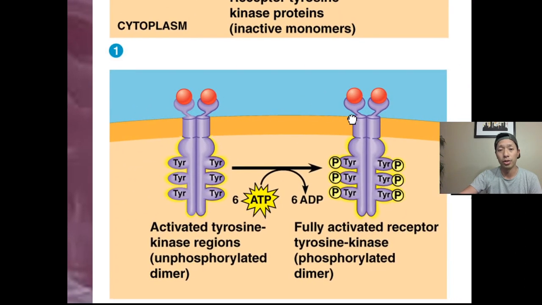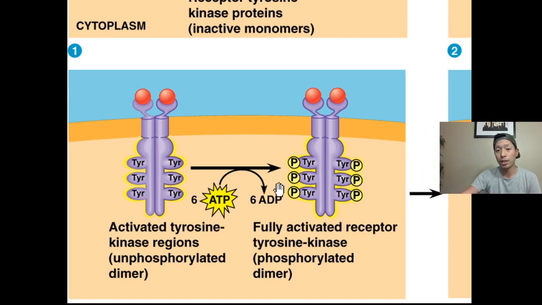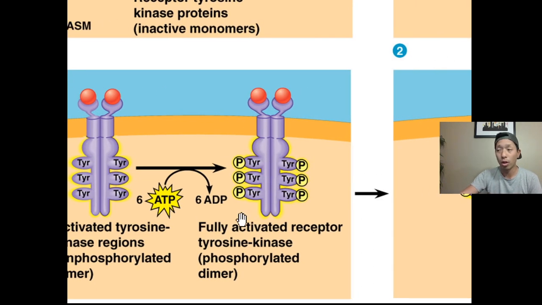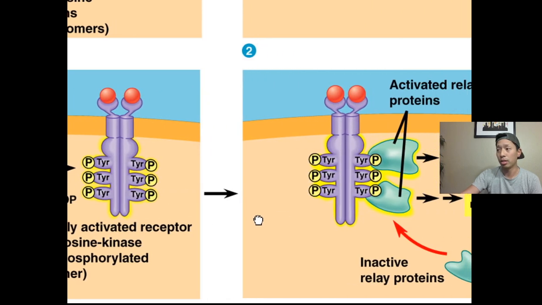And so here you can see it doing that, right? Now, to do that, it needs to get energy. And where does it get energy from? This time it uses 6 ATPs. That's a lot of energy. Those 6 ATPs will come in. They will phosphorylate the tyrosine kinase regions. In other words, a phosphate is taken off of the ATP and it gets stuck onto that tyrosine. And you can see here now all 6 tyrosines are fully activated and you have a phosphorylated dimer. Okay, now it's ready to actually send the message.